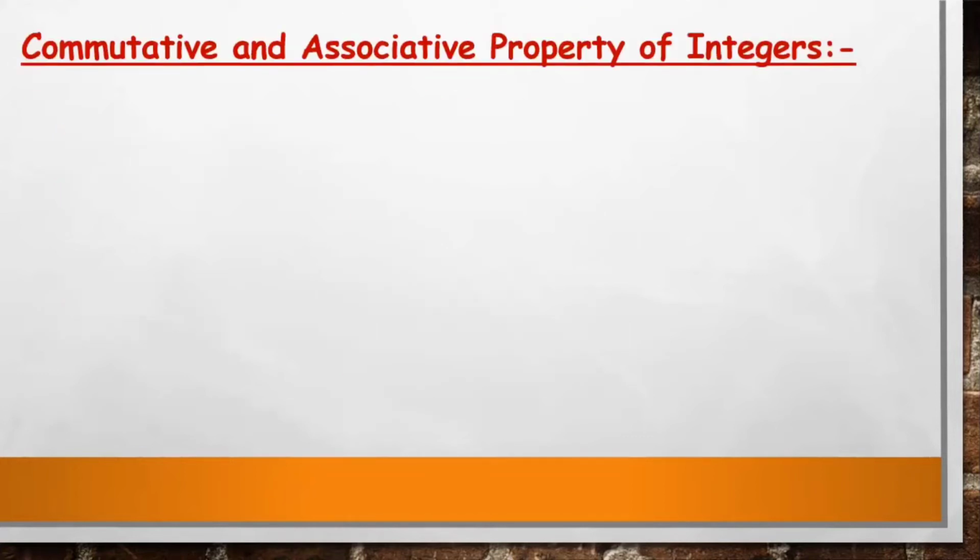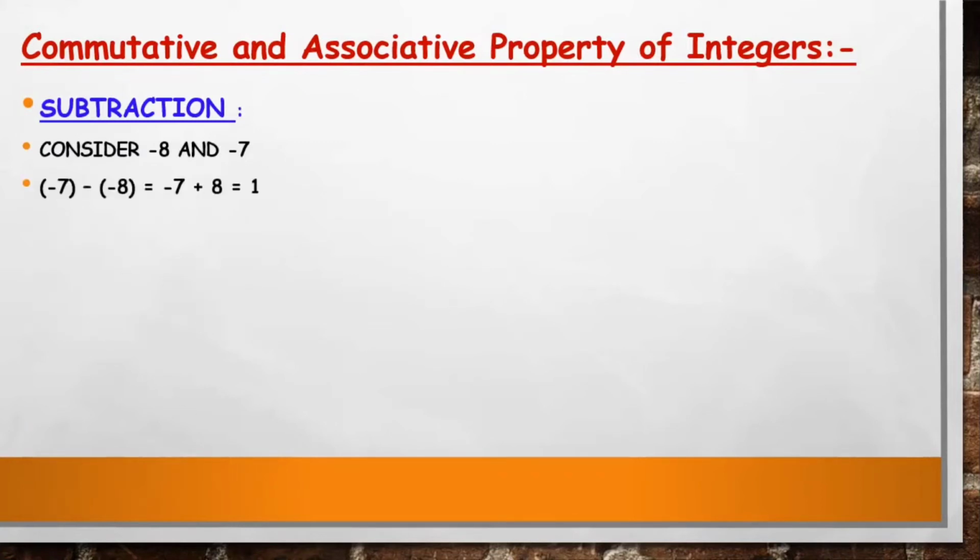Chalo. So next we have the commutative and associative property of integers for subtraction. Now let's take the two integers -8 and -7. Now I am going to subtract them. First I am going to subtract -8 from -7. So my answer will be 1.